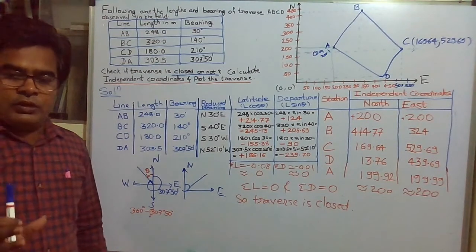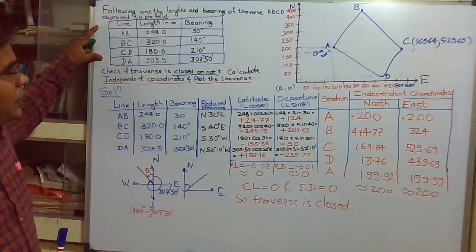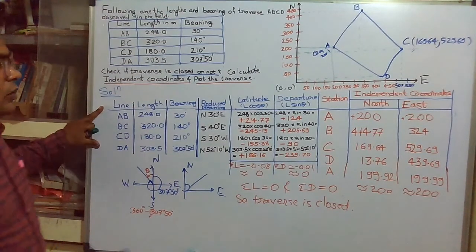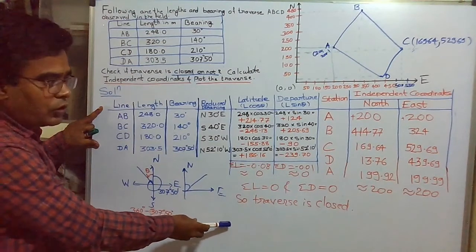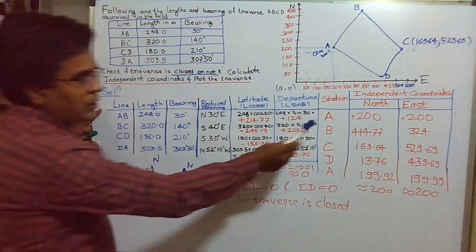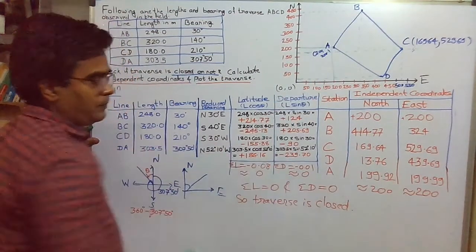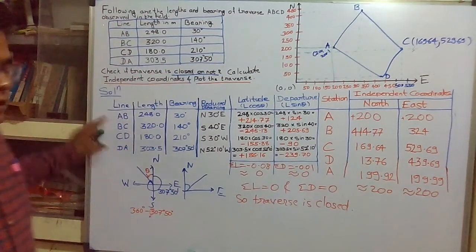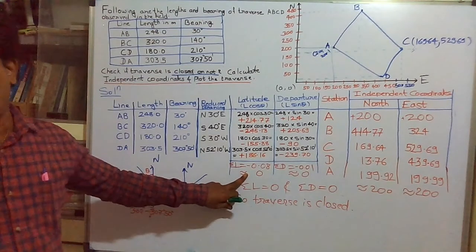Initially we get some data in the field, then we compute latitude and departure for that data, we check whether the traverse is closed or not, and then we calculate the independent coordinates, and by using the independent coordinates we plot. In the next lecture we will study what to do if the traverse is not closed.